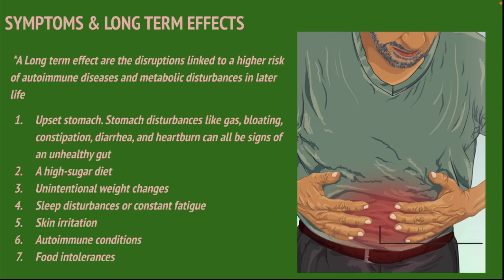Symptoms and long-term effects. Long-term effects are the disruption linked to a higher risk of autoimmune diseases and metabolic disturbances in later life. Now, the symptoms and long-term effects are the following. Number 1, upset stomach, like we listed earlier. Stomach disturbances like gas, bloating, constipation, diarrhea, and heartburn can all be signs of an unhealthy gut.